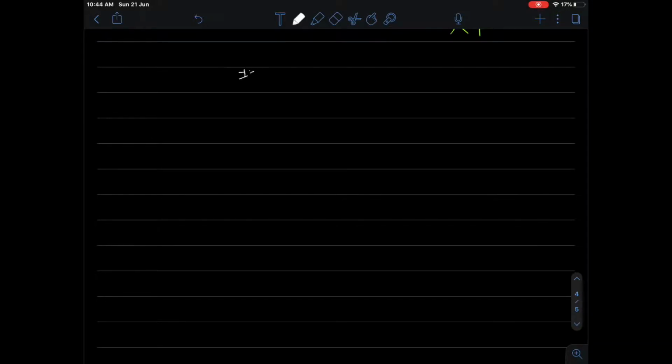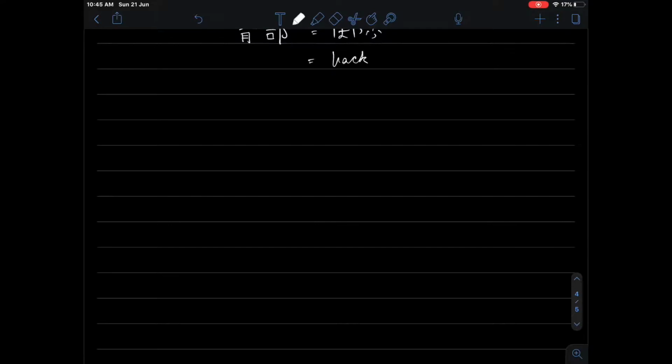1, 2, 3, 4, 5, 6, 7, 8, 9. Okay. This will be read as haibu, which means your back. Again, back and division or back and section meaning your back, right?